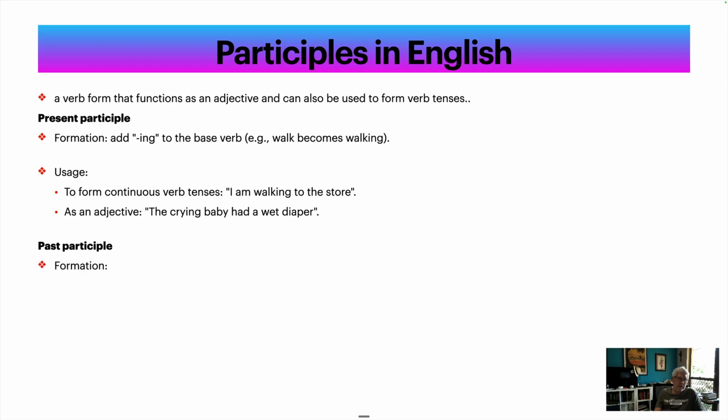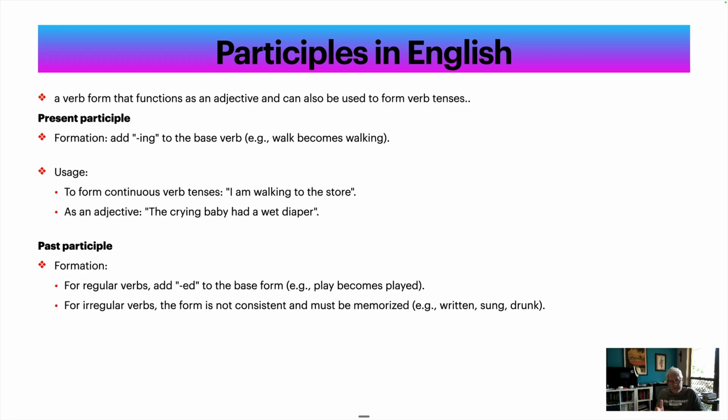Past participle, we typically add -ed to the end of the base form, and there are obviously some verbs where that doesn't apply, and they're not consistent. They simply have to be memorized, like written, sung, drunk, thought. And a similar kind of usage to form a perfect verb tense. I have finished my homework. Okay, so it's a participial phrase.